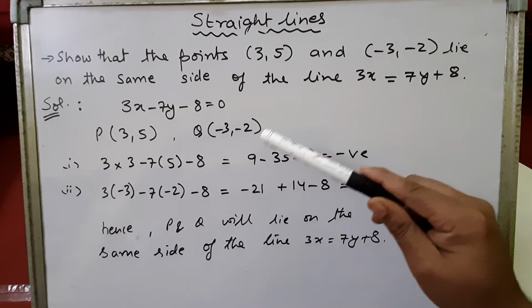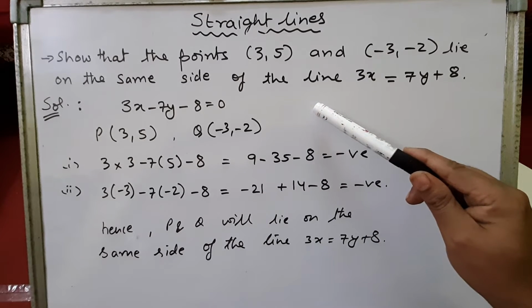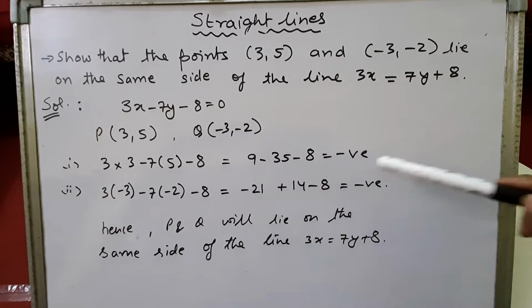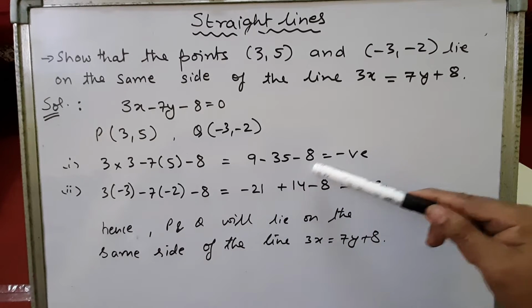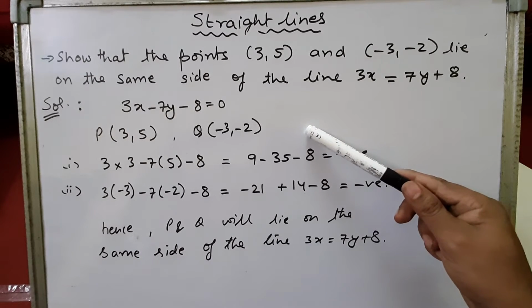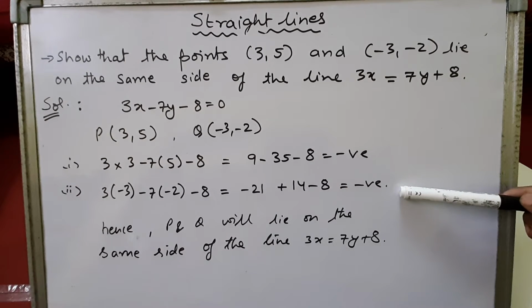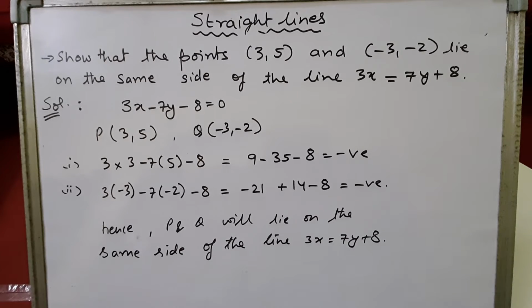When we put P's coordinates 3, 5 in the equation of the line, we'll get a negative value. Substituting, we get 3 into 3 minus 7 into 5 minus 8, so 9 minus 35 minus 8. So we'll get a negative value. When we put minus 3, minus 2 in the equation of the line, we again get a negative value. So both values are of the same sign, negative. So we can say that P and Q lie on the same side of the line. Alright.